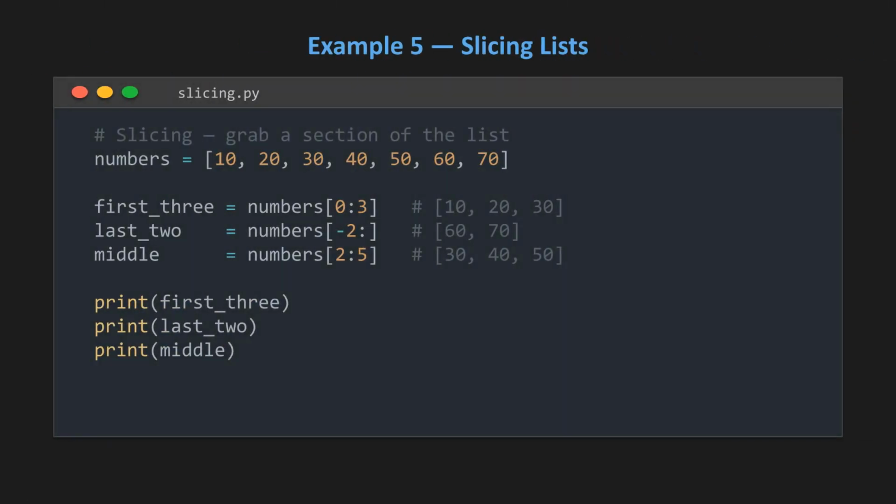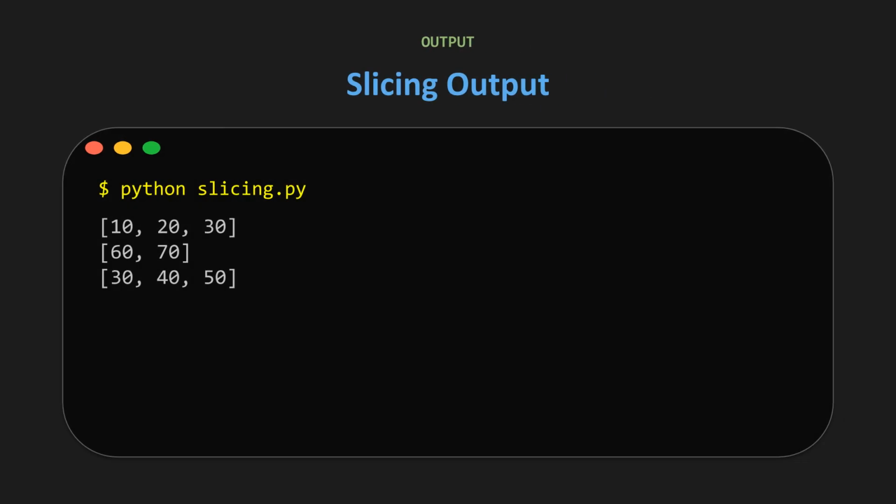Slicing allows you to grab a section of the list using a start and end index, separated by a colon. You can get the first few elements, the last elements, or a segment in the middle. The output clearly demonstrates the 3 slices: the first 3 numbers, the last 2 numbers, and the middle segment from index 2 up to, but not including, index 5.